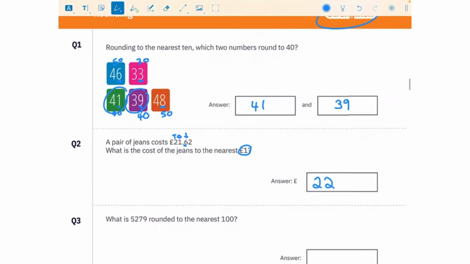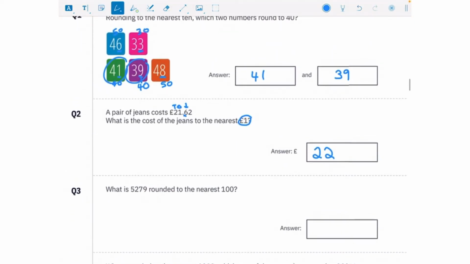Question number 3. What is 5,279 rounded to the nearest 100? So if we're rounding to the nearest hundreds column, there's our hundreds column, we check the next column over, which is a 7. 7 we know rounds up. So that's going to be 5,300. Notice it doesn't have any effect on the 5 because that's to the left of the column we're interested in.